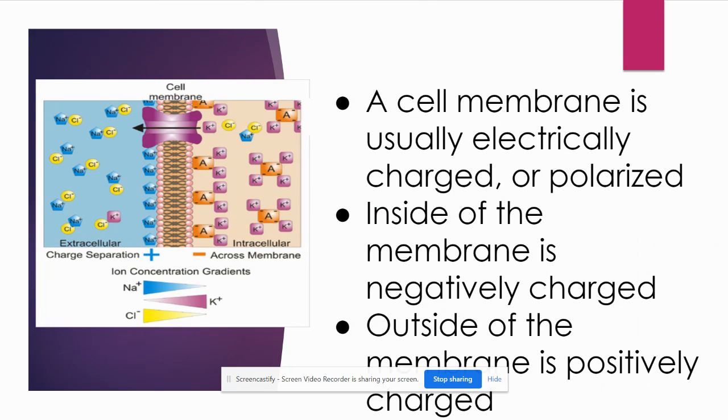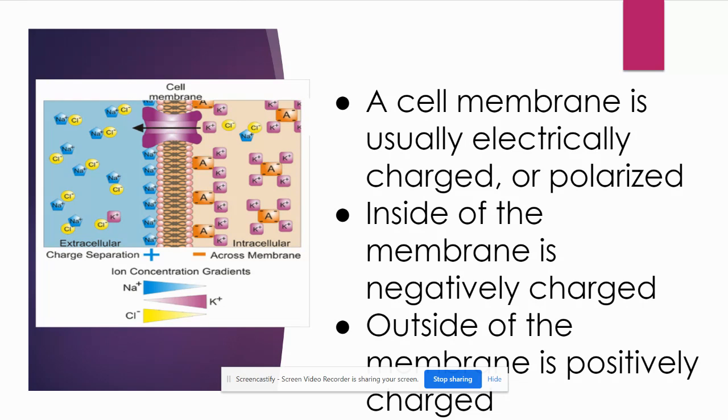So we're going to start off by talking about the cell membrane. Now, the cell membrane, if you remember from bio, is selectively permeable. So things move in and out of the cell. It's composed of a lipid bilayer, and there are some channels and proteins within that cell membrane. A cell membrane is usually electrically charged or polarized. And this pretty much means inside the membrane is negatively charged.